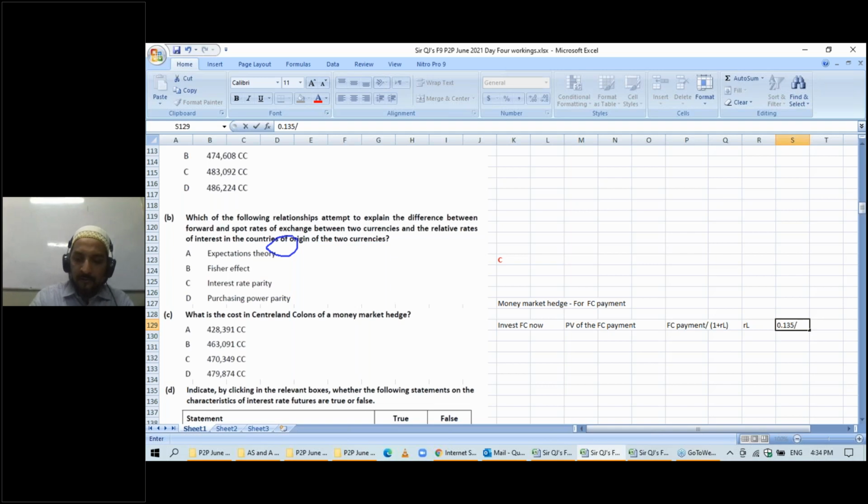Zero 0.135 into 3 divided by 12, and then 1 plus RL. This makes 1.03375. Okay. Now the foreign currency payment amount is 3 million, divided by 1.03375. This gives you the present value of the foreign currency payment, which is 2,902,056.